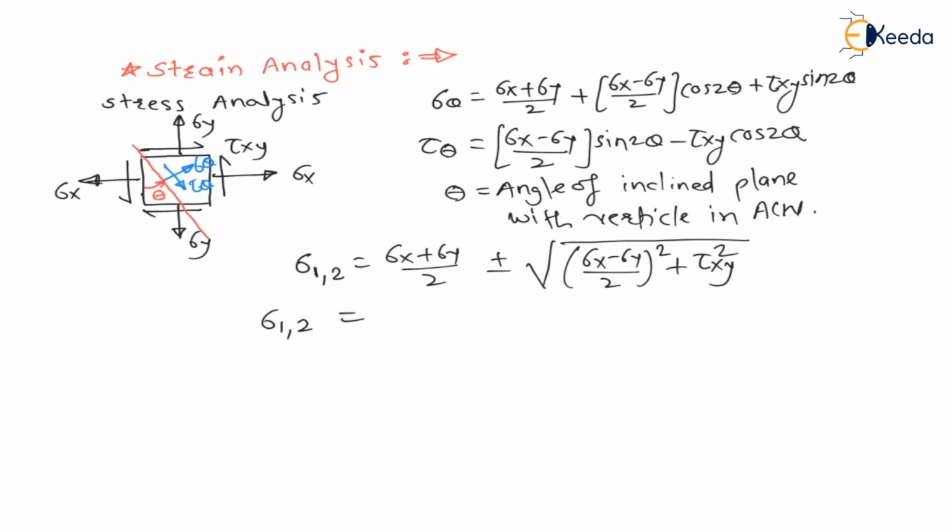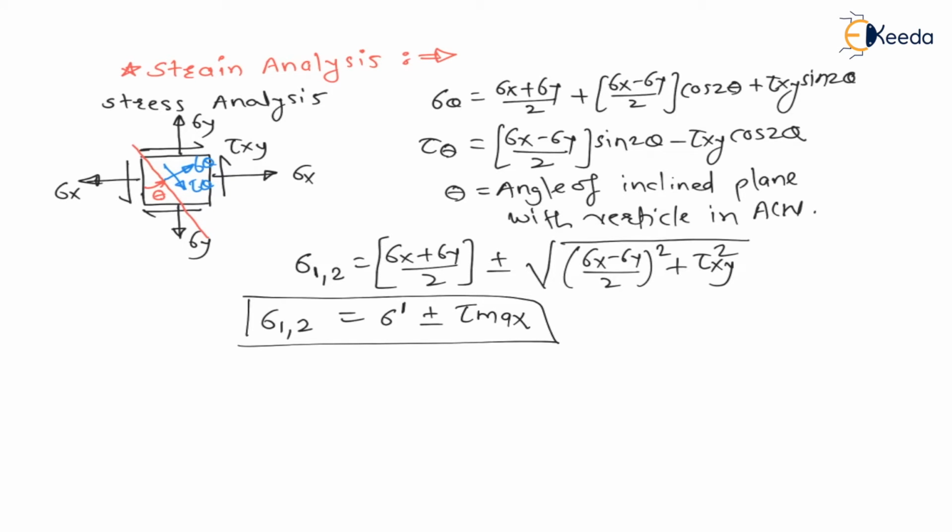Sigma 1 is the major principal stress and sigma 2 is the minor principal stress. In sigma 1, 2, the term (sigma x plus sigma y) by 2 is called sigma dash, the normal stress on the tau max plane, plus or minus the square root term, which is called tau max, the maximum shear stress, right? This is how we have calculated the principal stresses.